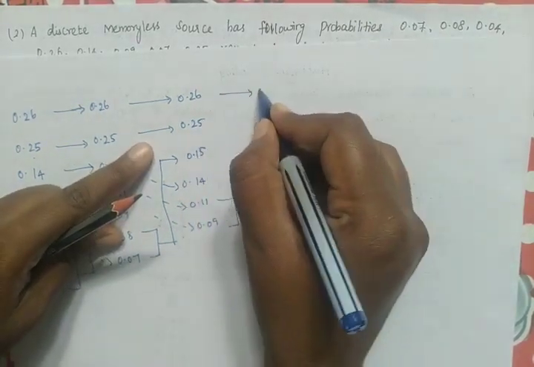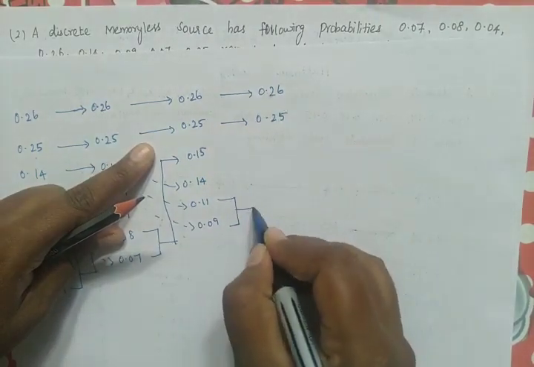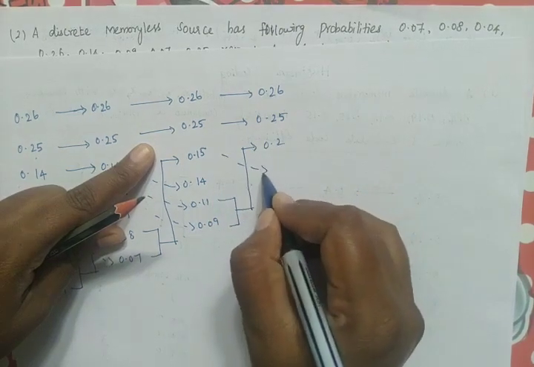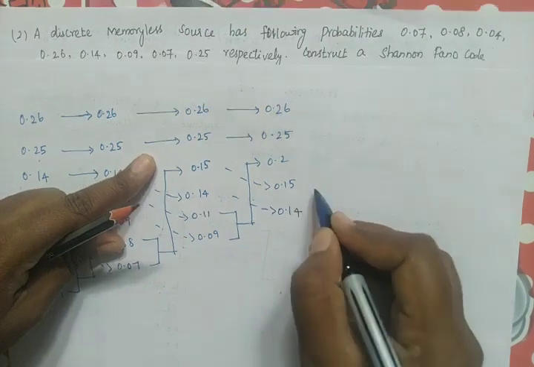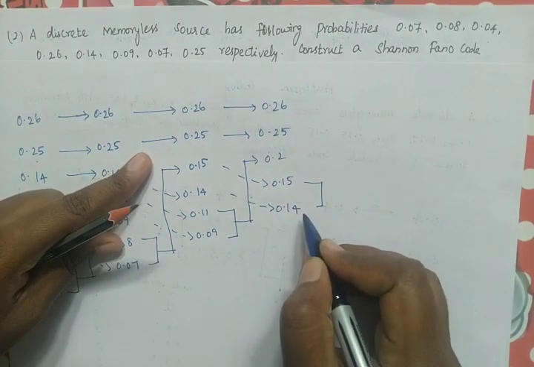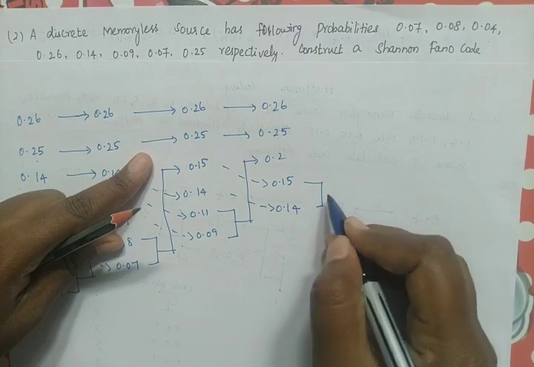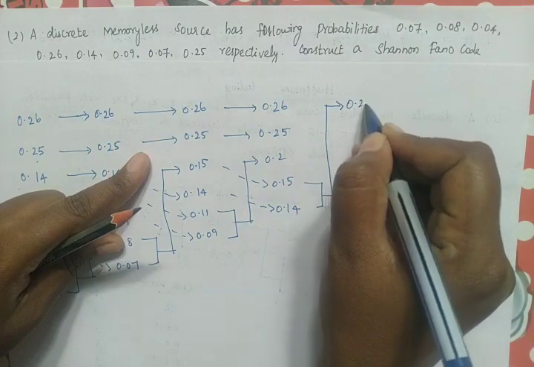Now take this 0.26, 0.25. So this will be 0.2. Now take this 0.15, 0.14. Now add this 0.15, 0.14. Now what is this 0.15, 0.14? That will be 0.29. So this is the highest number. So we have to write that 0.29.